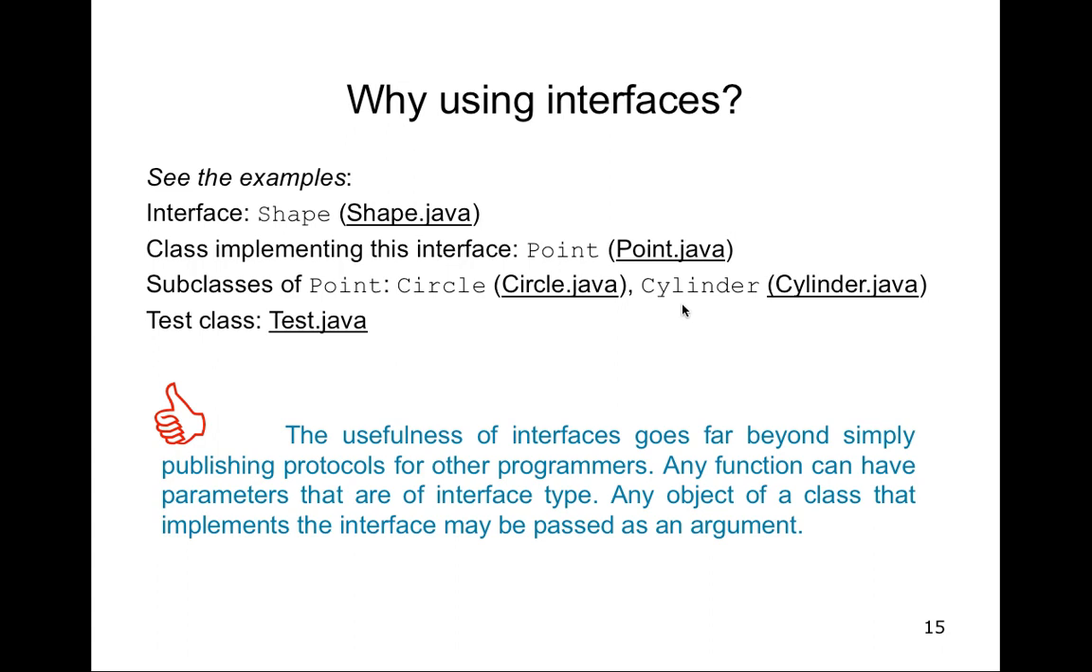So the usefulness of the interfaces goes far beyond the simple publishing protocols for other programmers. Any function can have parameters that are of interface types. Any object of the type that implements an interface can be passed as an argument. Long story short, bottom line, it gives you multiple inheritance for classes.